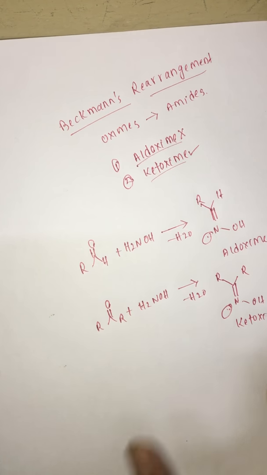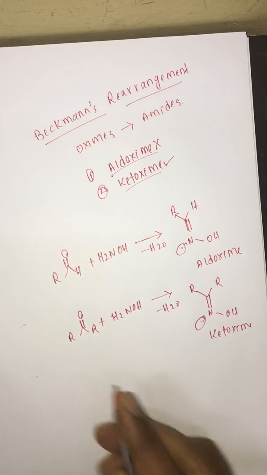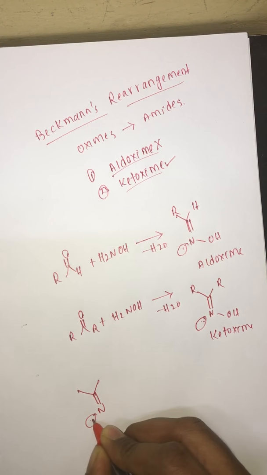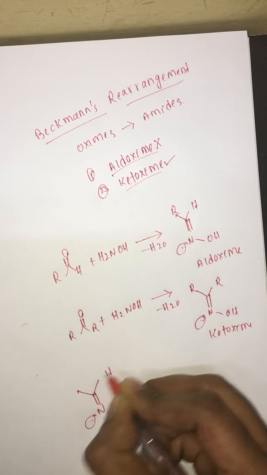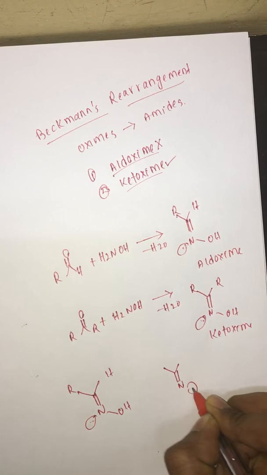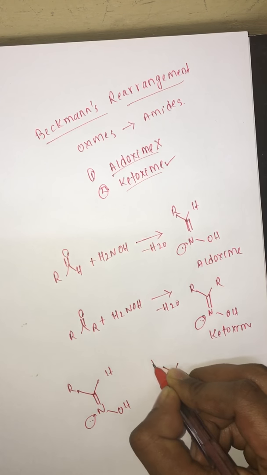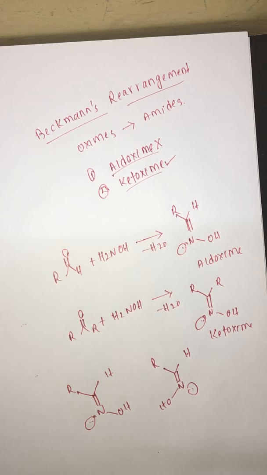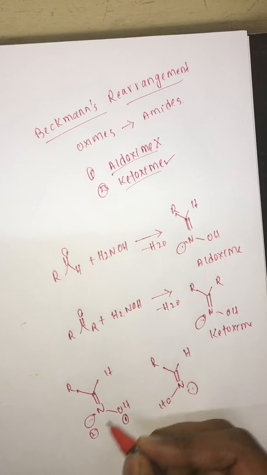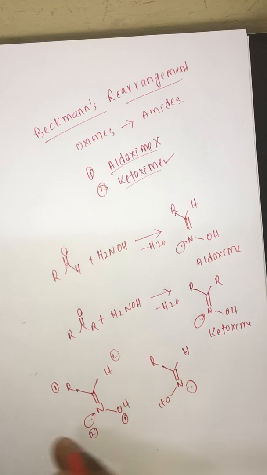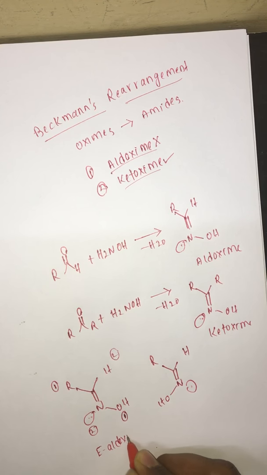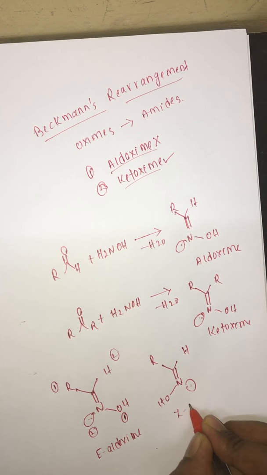Now we'll go for the aldoxime. Aldoximes will exist in two forms. This is one form, and another form has the lone pair here, OH here, with R and H. If we give the E and Z nomenclature, this will be 1, this will be 2, and on this side this will be 1 and this will be 2. In one, the priority groups are on opposite sides, so this is called E aldoxime, whereas the other is called Z aldoxime.